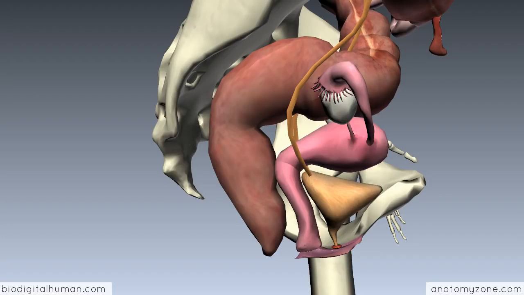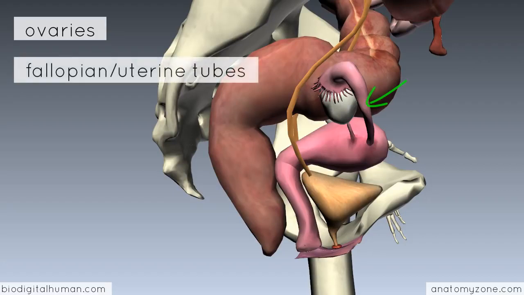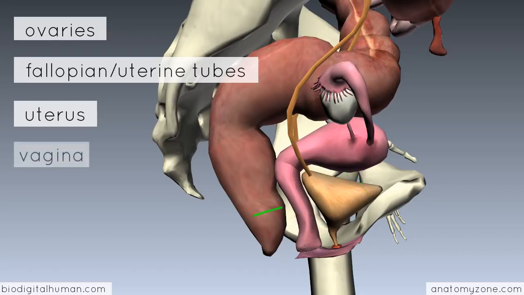The main parts that I'm going to talk about are the ovaries, which are the primary female sex organ, and then you've got the fallopian tubes, or the uterine tubes as they're also known, which connect to the uterus, which is this muscular sac, where the embryo develops into a fetus, which develops into a baby. And then you've got the vagina, which opens up in the perineum.